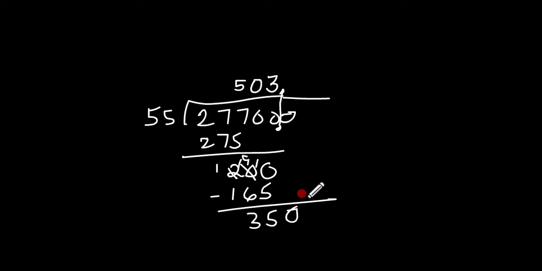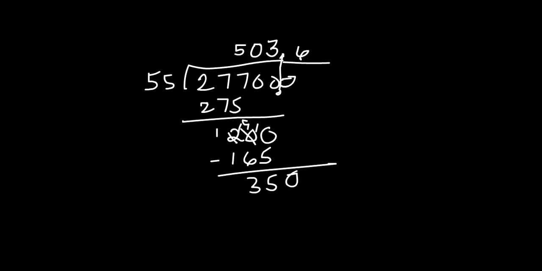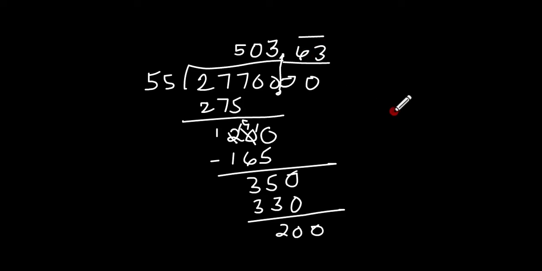55 goes into 350 6 times. 6 times 55 is 330. We subtract, and look, we're starting to get a repeating pattern. We have to add another 0. And you see the 200 up there, so it's going to be a 3. And then it's just going to continue to repeat, so we just put a line over the repeating numbers.